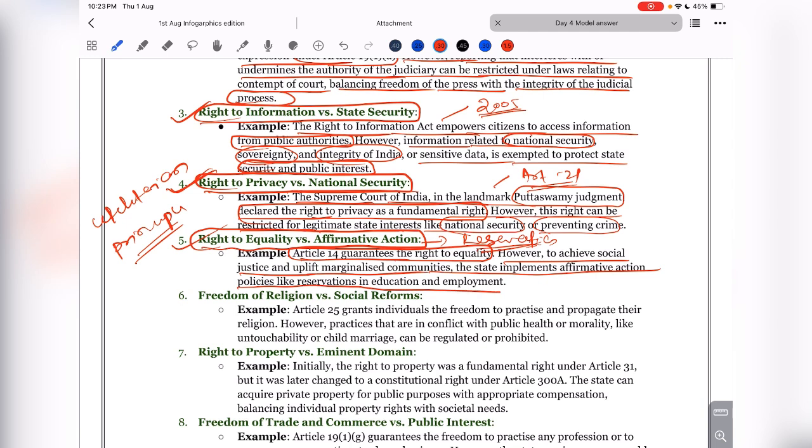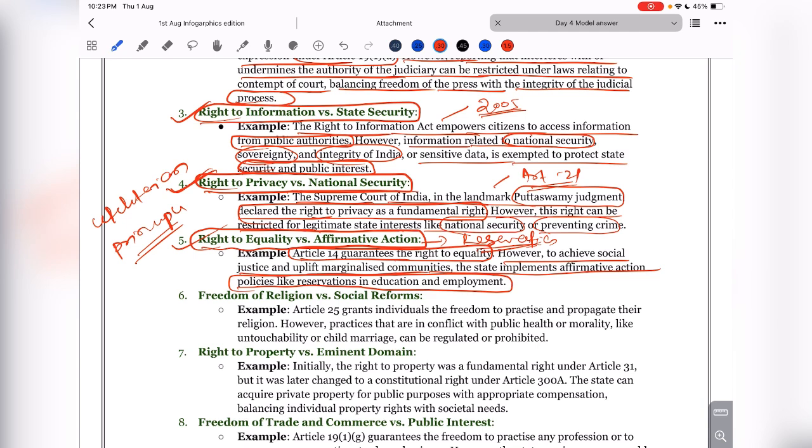education, employment and politics. See, if everyone has to compete on an equal basis, there are people from the backward section who are not able to compete with the already advanced section of society. So the state needs to provide some kind of reservation so that there is a level playing field.